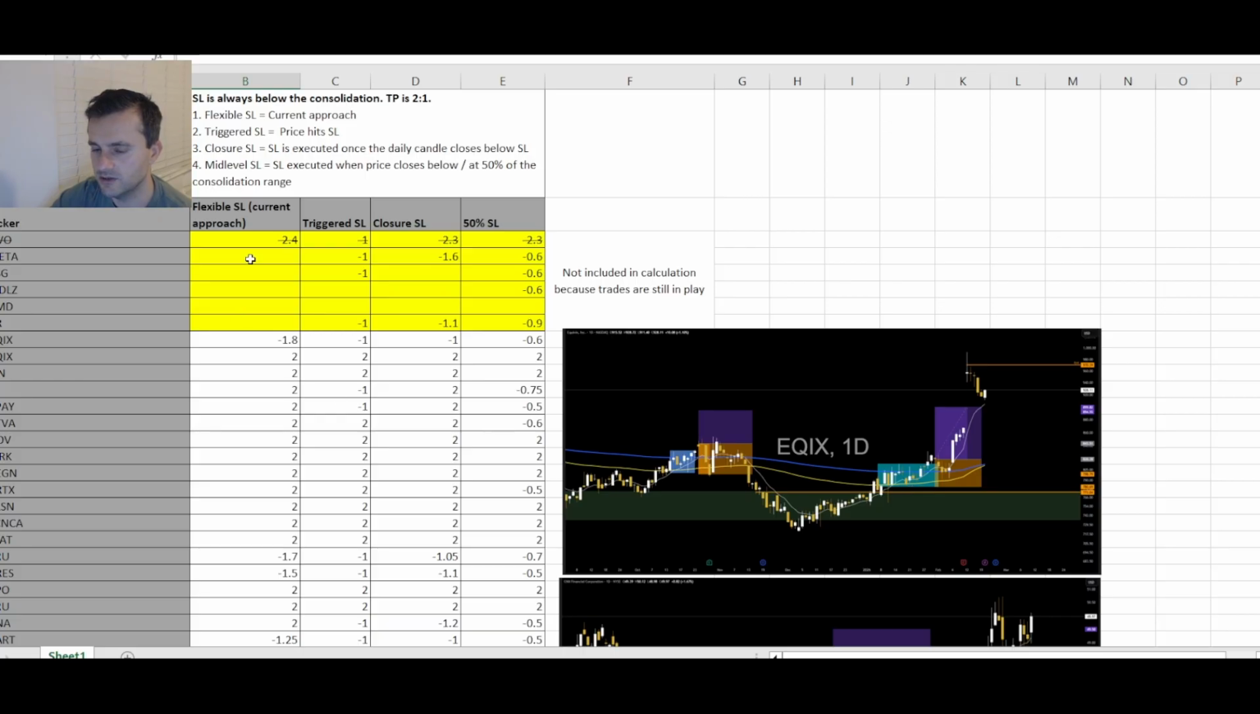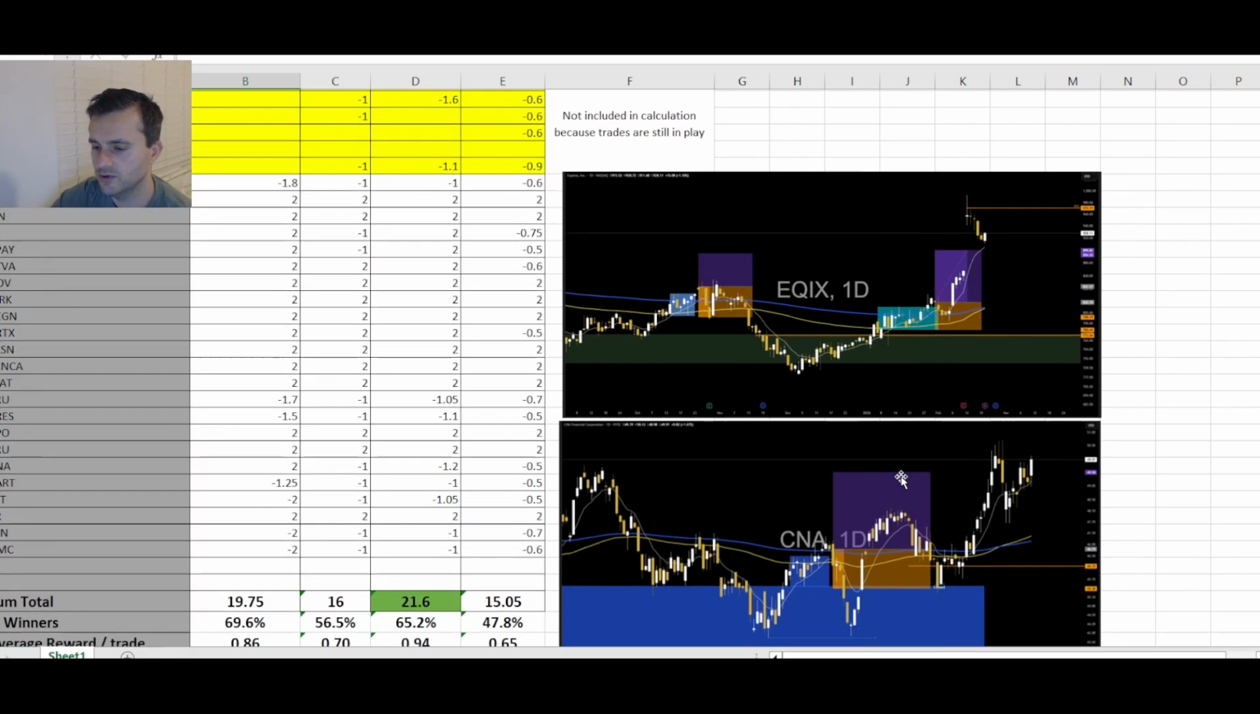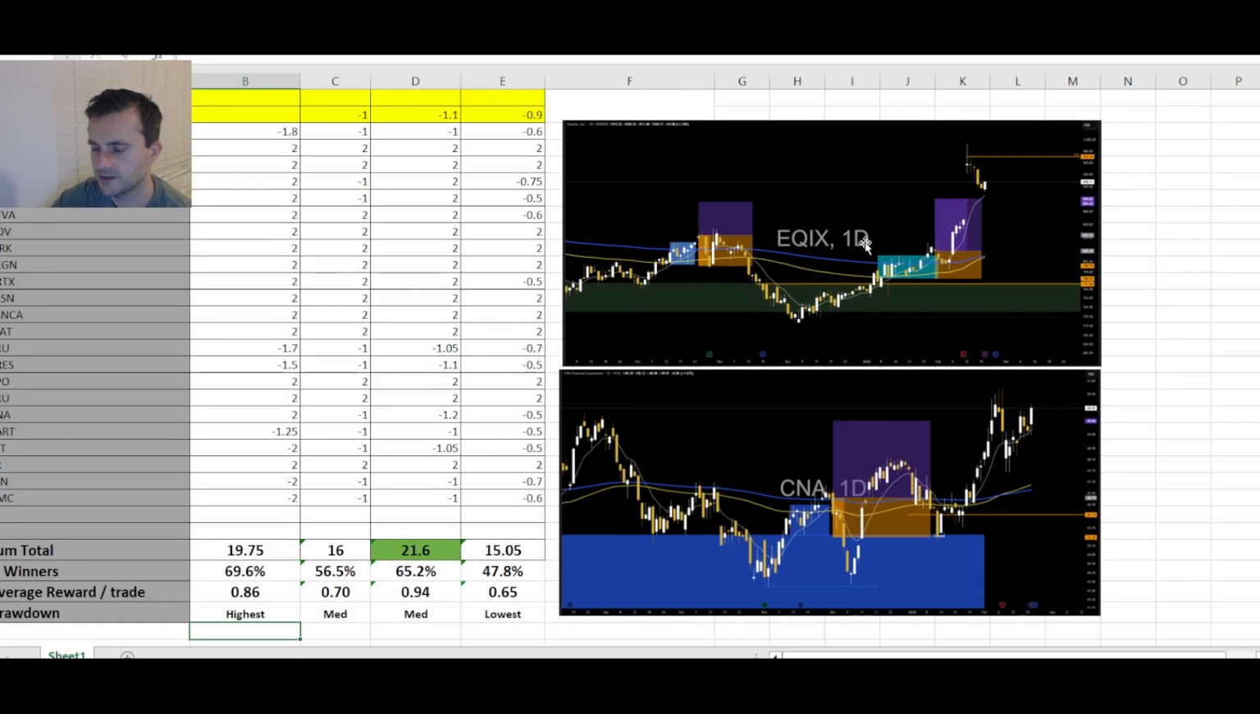What is consistent though across all of these different methods, as I mentioned previously, is where the stop loss is positioned. So if we look at this Equinox chart, you can see that this is the consolidation. That's our entry point once the candle breaks above the consolidation and closes above it. And the stop loss happens to be right below the consolidation, targeting 2 to 1. So that's very consistent. Now, what happens and how do you exit the trade if a stop loss is hit?